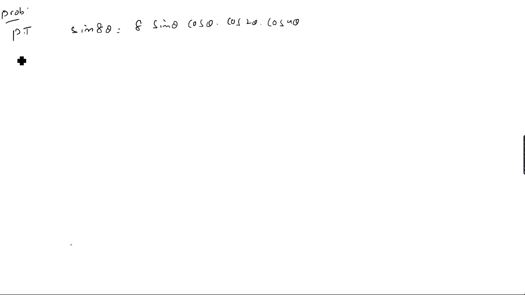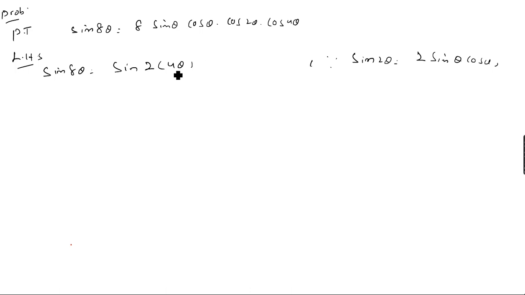First we take the LHS, that is LHS equals sin of 8 theta, and this is nothing but sin of 2 into 4 theta. What is the form? The form is sin 2 theta. Since sin 2 theta is equal to 2 sin theta cos theta, instead of theta we have 4 theta. So we get 2 into sin 4 theta into cos 4 theta. We just substitute theta equal to 4 theta.